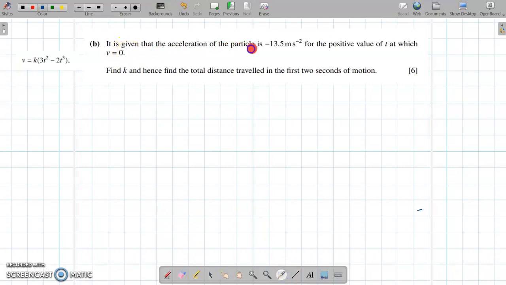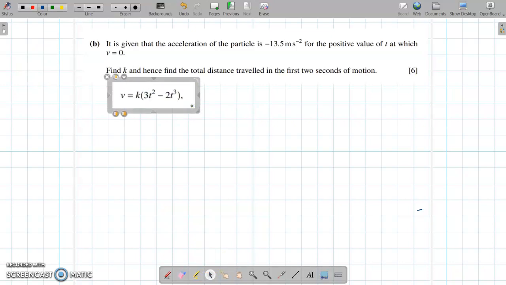Okay, it's given that the acceleration of the particle is minus 13.5 for the positive value of t at which v is 0. Find k, and hence find the total distance travelled in the first 2 seconds. Well, find k. We need a formula for acceleration. We've got velocity, and acceleration is just the rate of change of velocity.